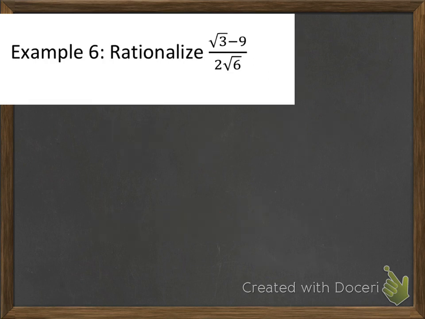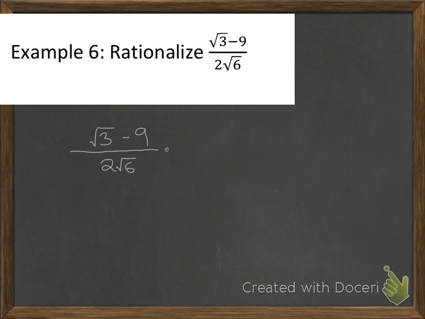Example 6. So this one is a little bit different because I have not just the square root of 6, but I have 2 square roots of 6 in the denominator. Again, I have a binomial. I have two terms separated with subtraction in the numerator. So take a minute, pause this video, and make a prediction about what we need to multiply by.